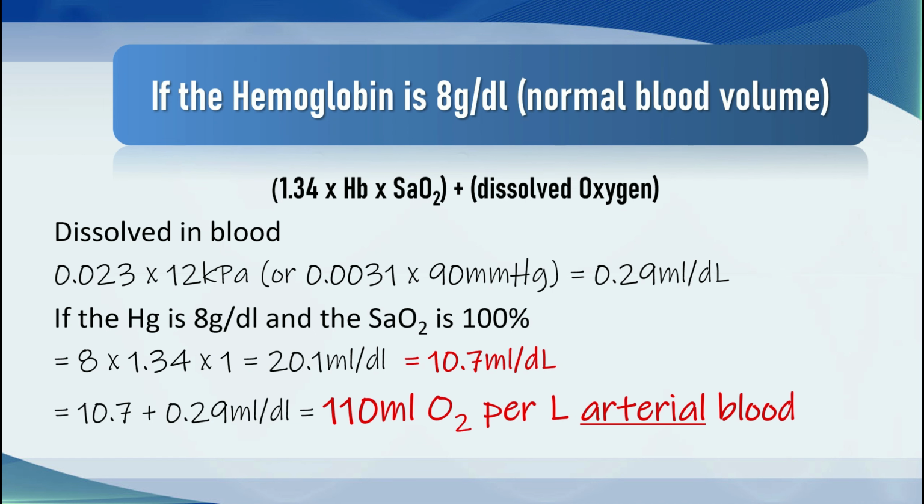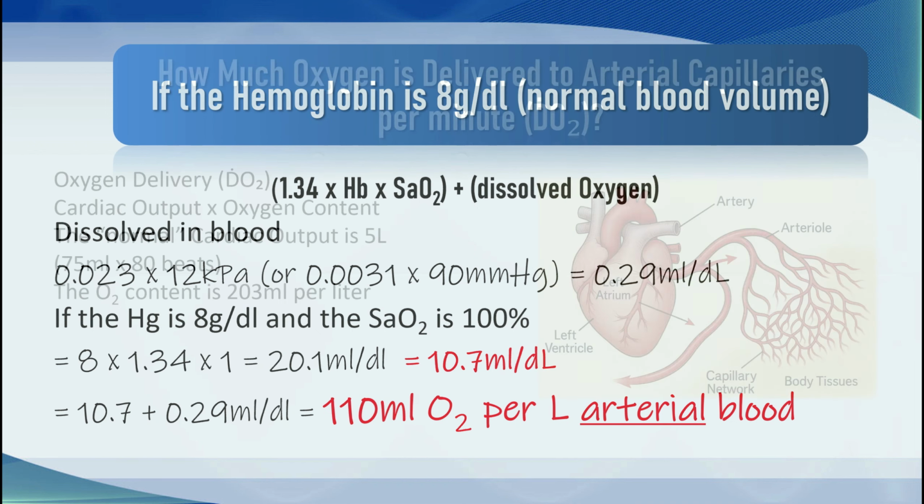There are 3 reasons. The first is that there is plenty of reserve in the system. The second is the way that oxygen binds to hemoglobin. It changes, and we'll discuss that when we talk about oxyhemoglobin dissociation curves. And the third is that the cardiac output increases to maintain oxygen delivery.